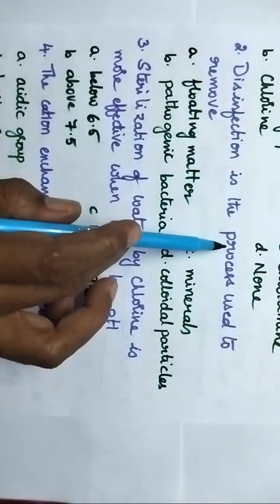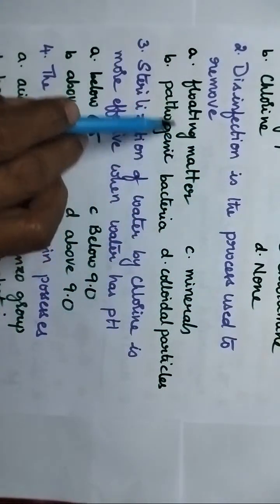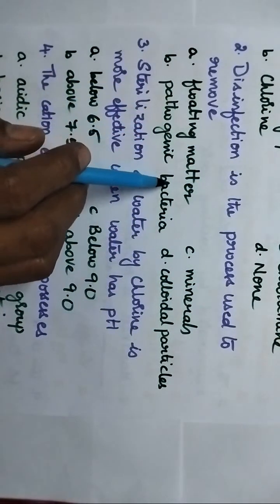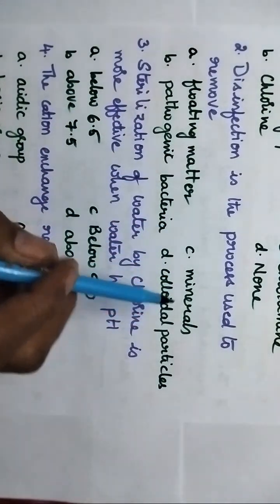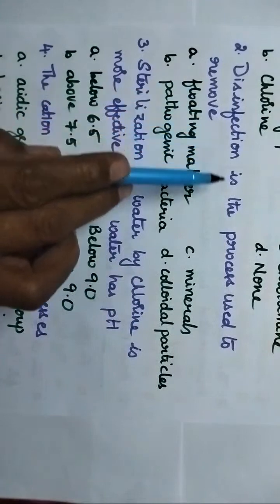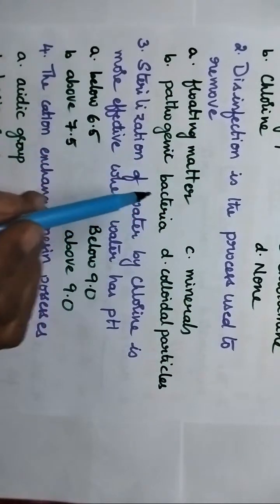Disinfection is the process used to remove: option A, floating matter; B, pathogenic bacteria; C, minerals; D, colloidal particles. Especially, disinfection is the process used to remove pathogenic bacteria, and hence option B is the right answer.